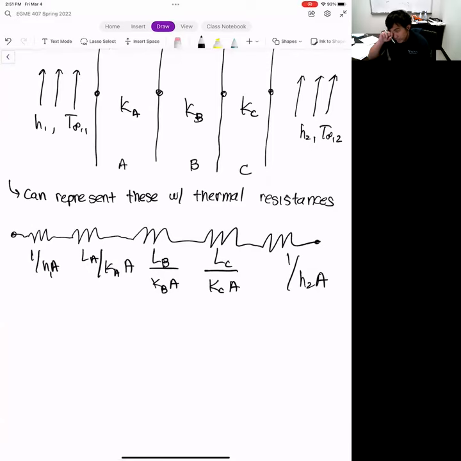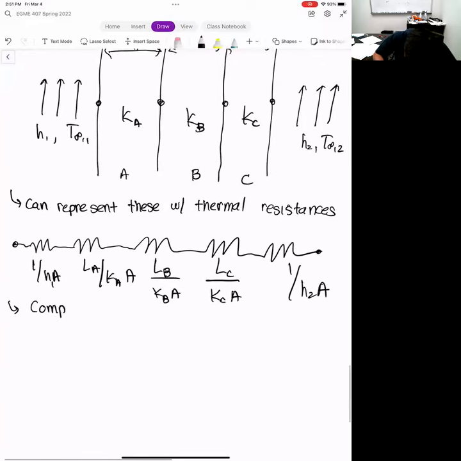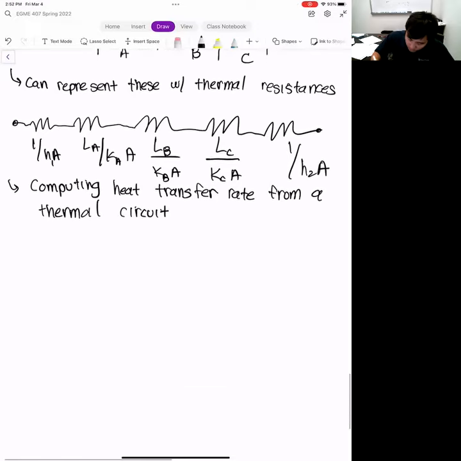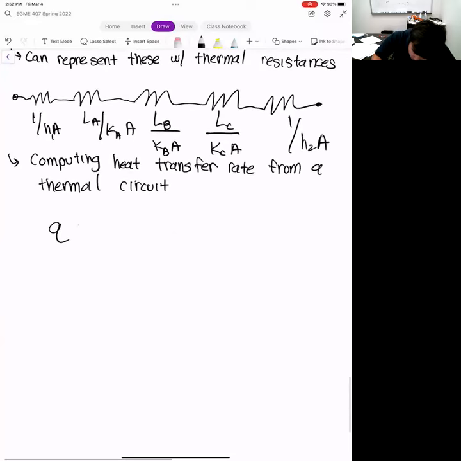Let's talk about how we actually use these in practice. Okay? And so the first thing that you should know about thermal circuits is how to use them to compute heat transfer rate. Okay.